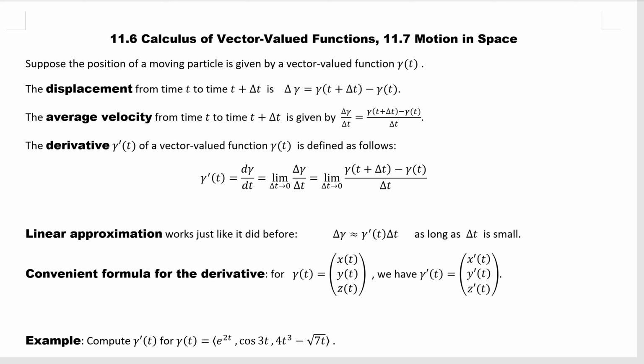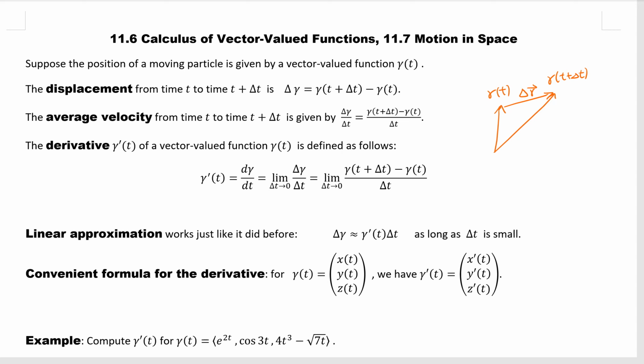The average velocity from time t to time t plus change of t is given by change of gamma over change of time. In terms of the picture, let's say this is gamma of t, and here we have gamma of t plus change of t, and the difference is a vector. This vector is change of gamma, and we divide it by change of t. That will give us the average velocity.